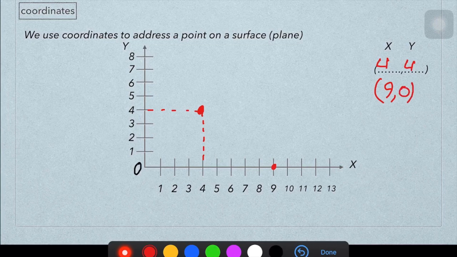Now you tell me, please, what are the coordinates of the blue and the green dot? Let me find a better way for the green one. I think it's proper to put it here. Yeah. Please take your time and tell me the coordinates for the blue and the green dot.